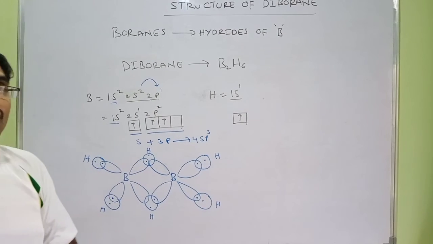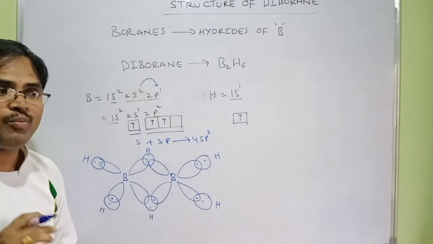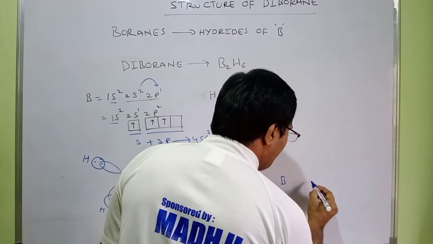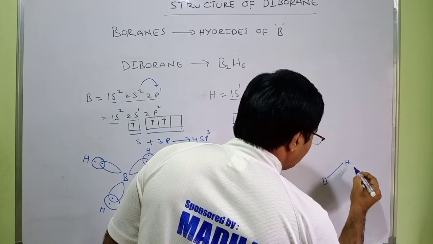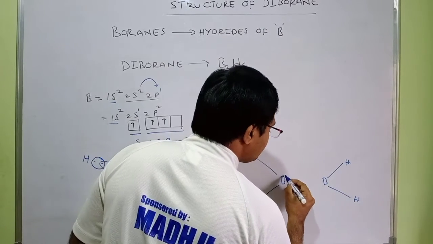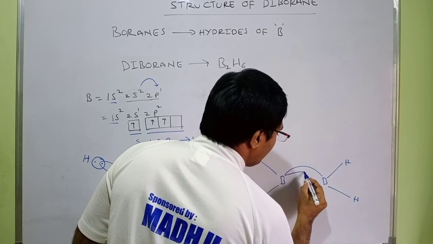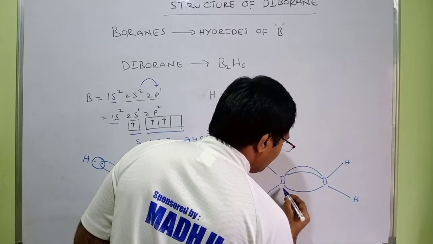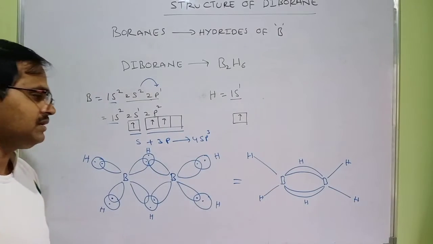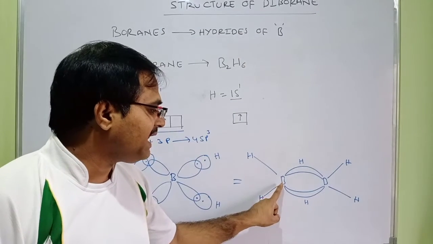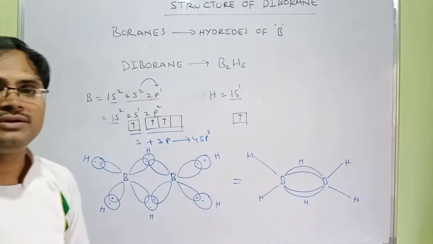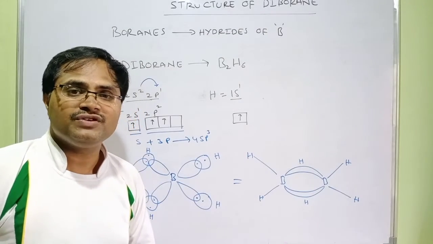That's why diborane is labeled as an electron deficient compound. This can be represented like this also. Boron, on the right side you have two terminal hydrogens. Here also you have two terminal hydrogens, and here you have a bridging hydrogen. So there is a bridge which is going through the three atoms: 1, 2, 3. And this bridge bond is electron deficient. Therefore, diborane is an electron deficient compound.